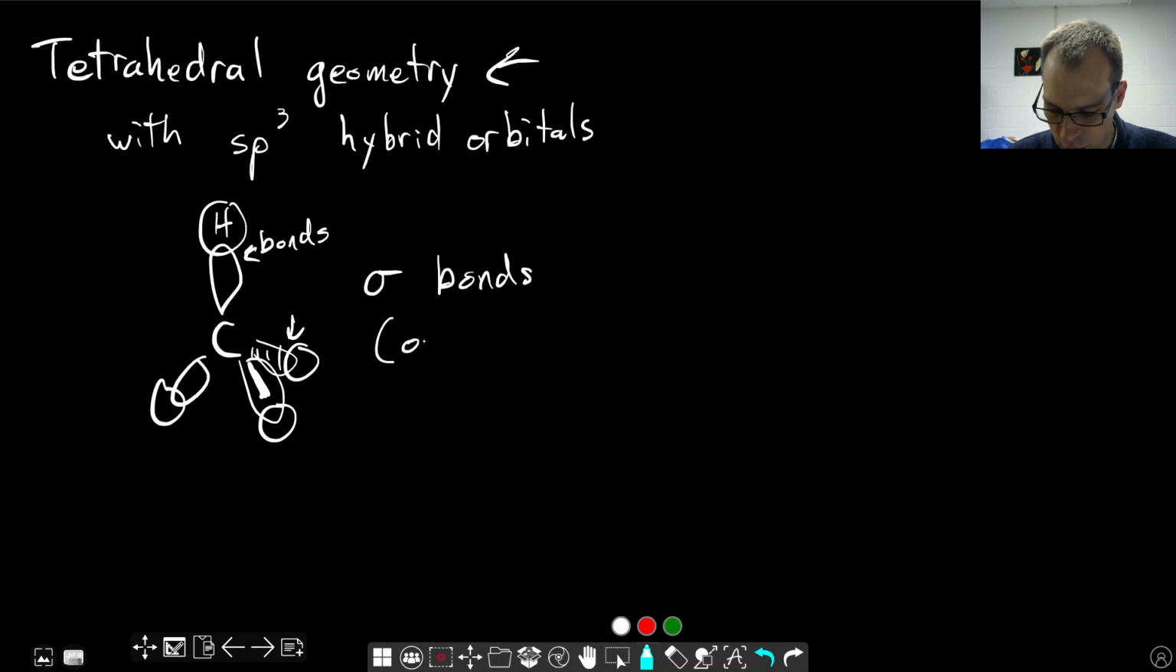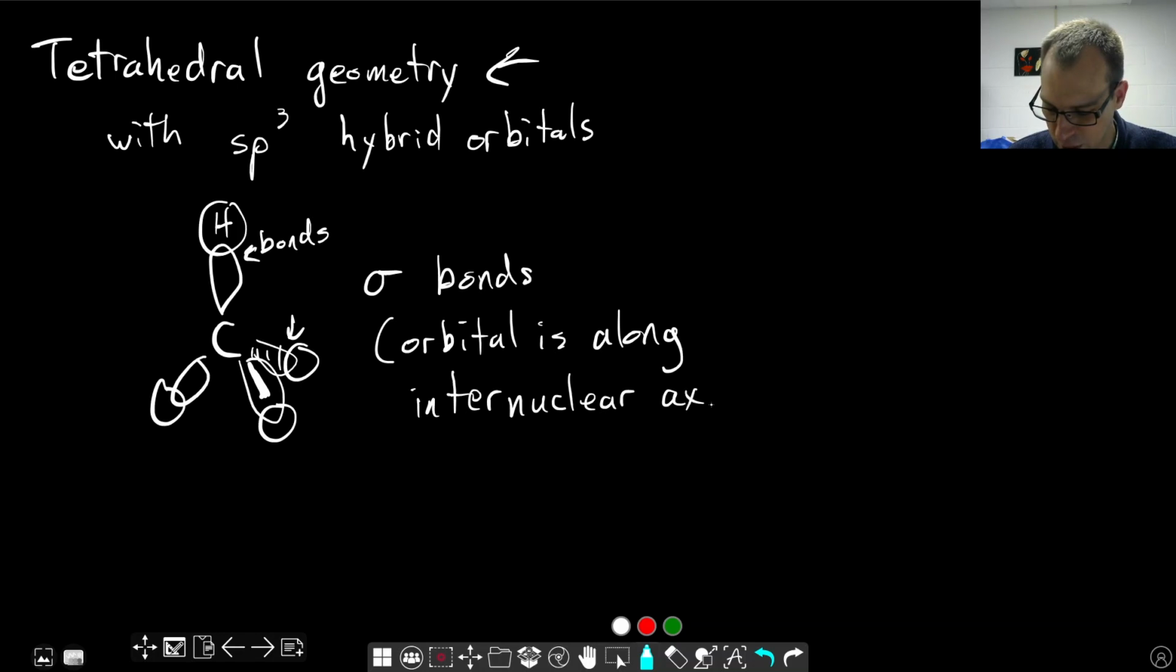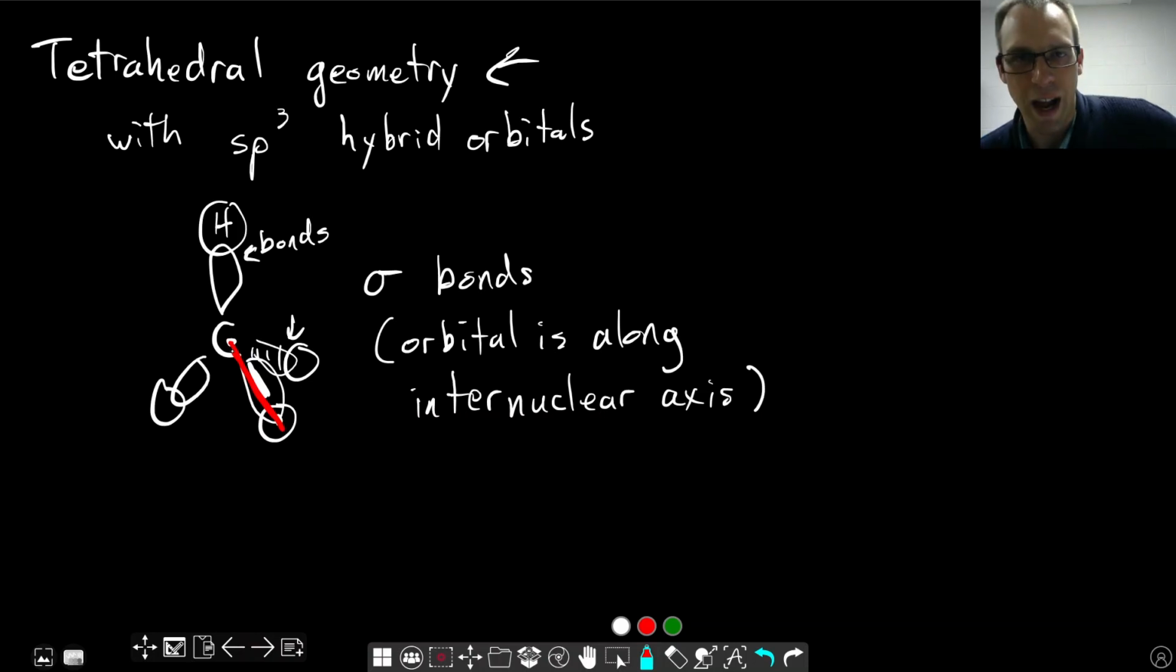So we can say that the orbital is along the internuclear axis. Now that's a really fancy word just to say that it's pointed right along the line that goes right in between the two atoms. So just saying that if you draw a line directly from carbon to oxygen, let me use a different color, that is the internuclear axis, and that's right where the electrons in the bond are found. So the highest probability is there.